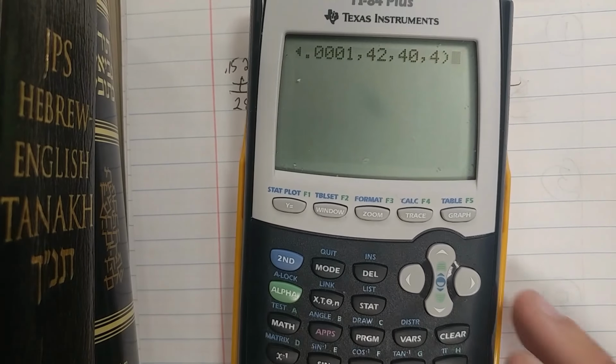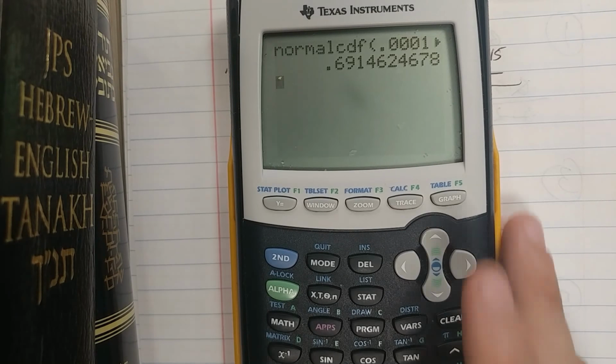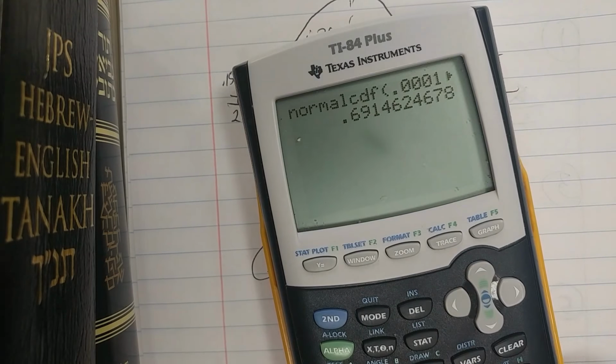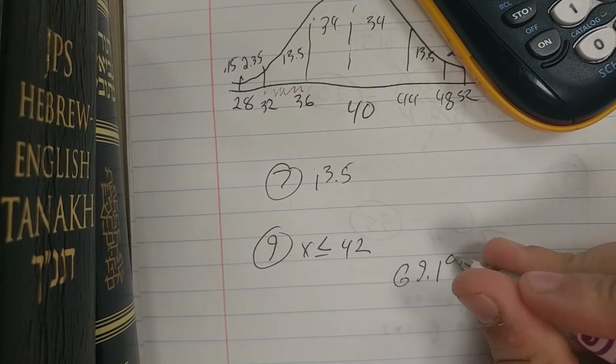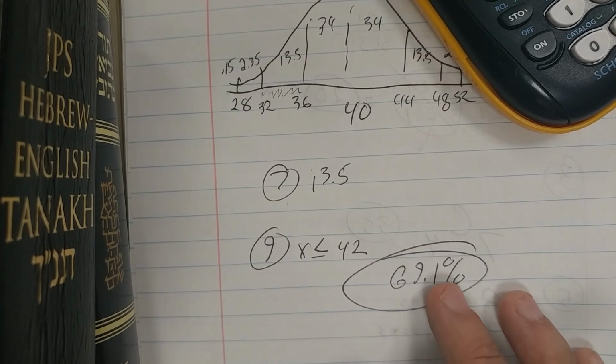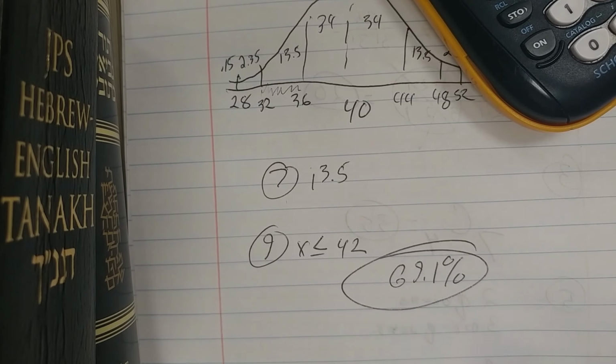You click enter, paste, and then enter again. You get 0.69. So your answer is, let's do a little bit more accurate, 69.1%. So that's how much percent is in 42 or less. Okay, 10 is the same type of problem. So let's go to 11.